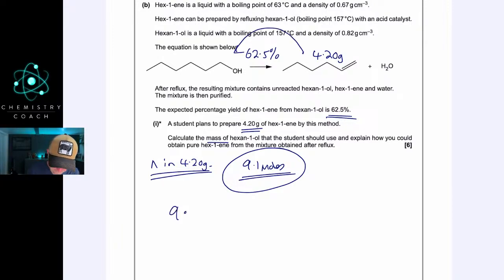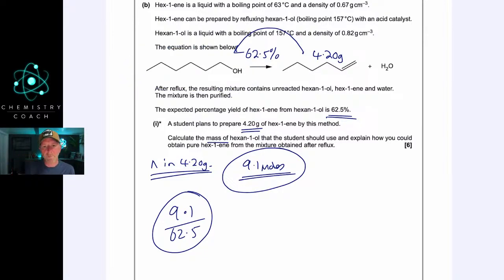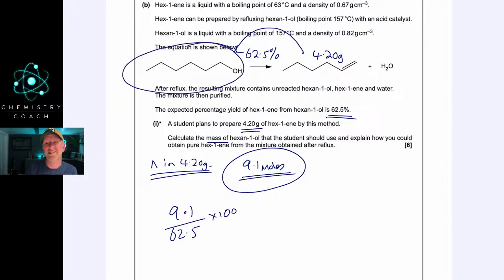So to do that, I do 9.1 divided by 62.5, okay? And I'm going to do that on my calculator, times 100, okay? So what we're doing here in this first bit is finding out, well, what's 1%? If 9.1 represents 62.5% of the number of moles of this, I find 1% by dividing 9.1 by 62.5, and then multiply by 100 to get 100%. That's technically our theoretical yield, isn't it? The 100%.